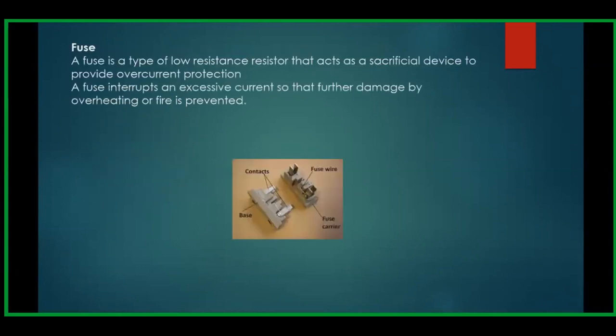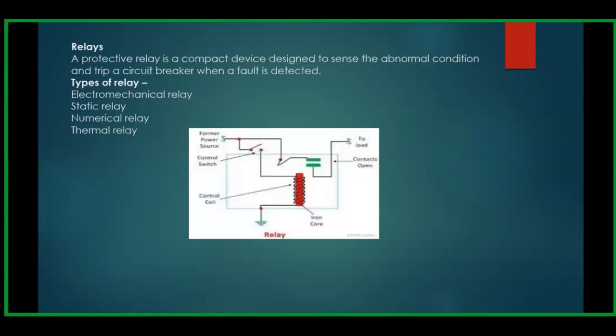Then the main function of a fuse is that it is a current interrupting device. If the current increases beyond a certain limit, then it interrupts that current, securing the load side equipment. So it interrupts the excessive current. This is the function of a fuse, the first component.